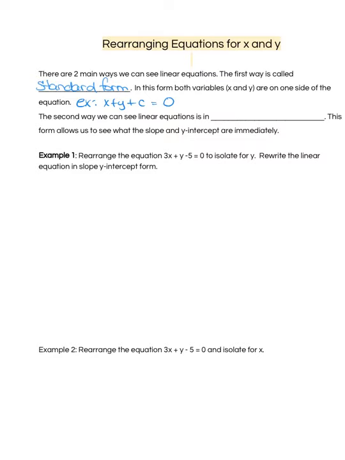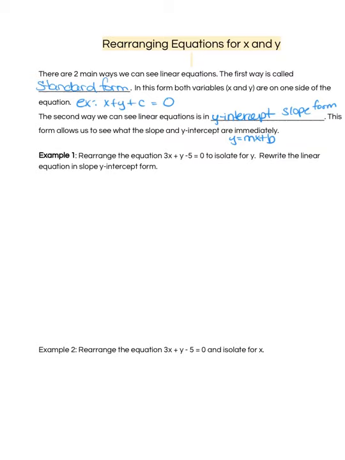The second way that we can see linear equations is the way that we are used to seeing it, and that's called y-intercept form. Y-intercept slope form. The reason why it's called this is because you can see the slope and the y-intercept immediately, and that's the way that we normally see it. So that's this y equals mx plus b form. It doesn't matter which way we see our equation, we can actually rearrange them so that we can have them any way that we want. And that's what we're going to talk about today.